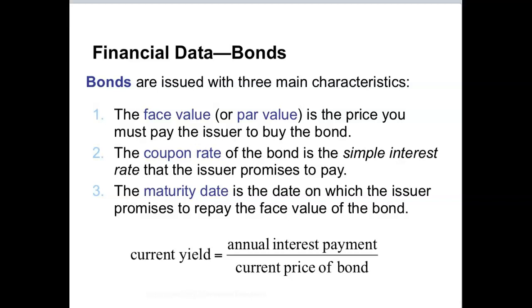So like I said, a lot of times grandparents, when their grandkid is born, they'll purchase a bond for 18 years, and then on their 18th birthday, that bond becomes mature, and they can take that cash out and use it for college or whatever it is, and it's a pretty safe investment. And then we have one formula I want you to write down at the bottom, which is the current yield. That's the annual interest payment divided by the current price of the bond.